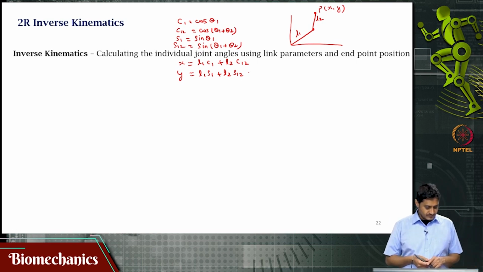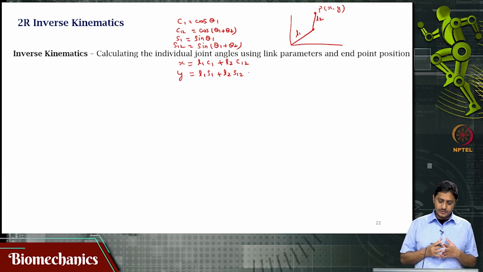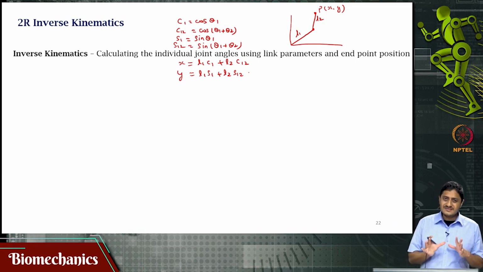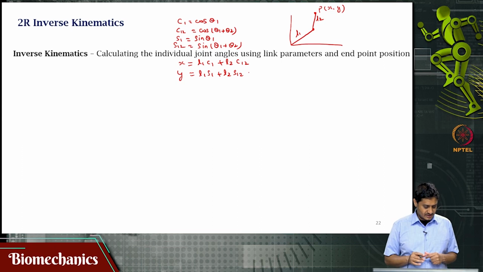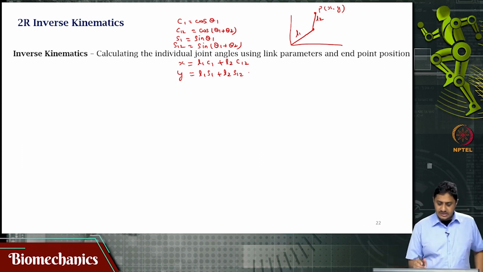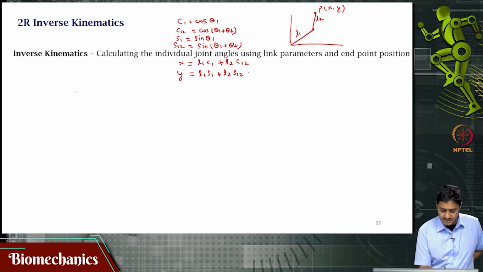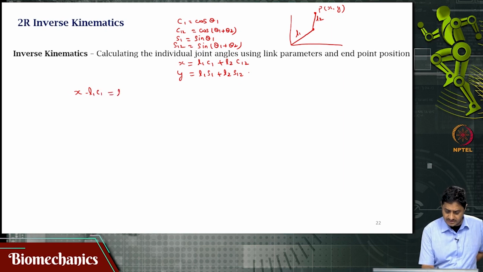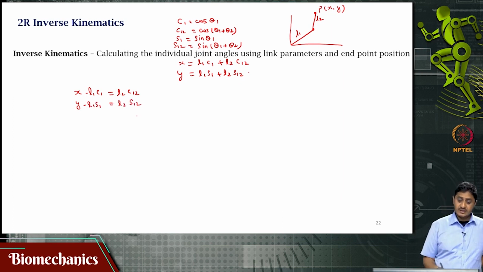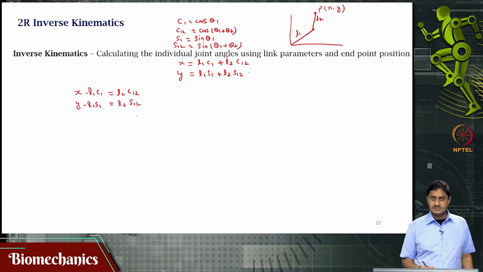Now, I am going to rearrange this equation slightly. I am going to write it such that the C1 and S1 terms come to the left hand side, that is x minus L1 C1 is equal to L2 C12 and y minus L1 S1 is equal to L2 S12. Now, I want to square these 2 equations.